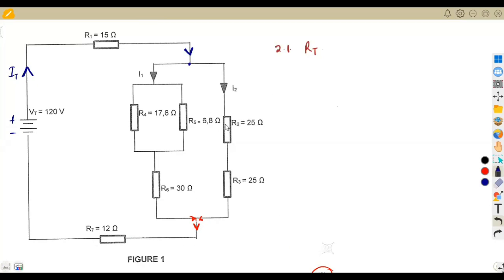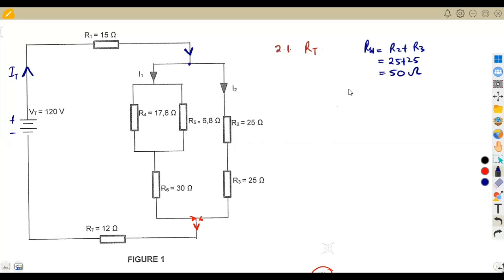If we check on this circuit, on this branch, we can simply add these because they are in series, and in series we know that we can simply add. So R2 and R3, we can simply add these two because they are in series. The first series is R2 plus R3: 25 plus 25, which gives us 50 on the calculator. That will be 50 ohms.